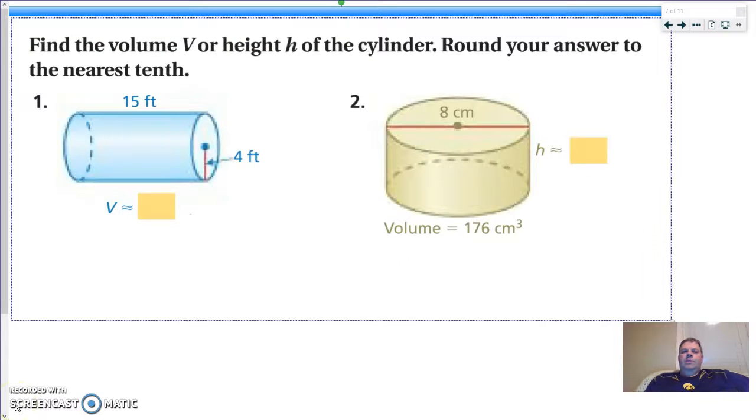In the first example, please try to find the volume by taking pi r squared times h. And in the second one, please find the height by finding first the radius, multiplying that by pi after squaring it, and dividing by 176. Please pause the video and see if the students can help you get the answers for the volume in the first one and the height in the second one.